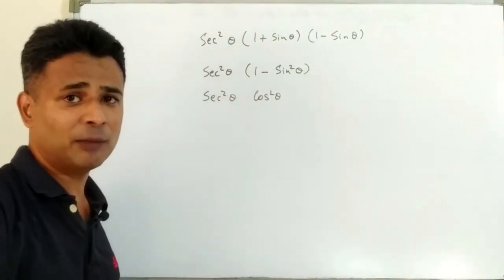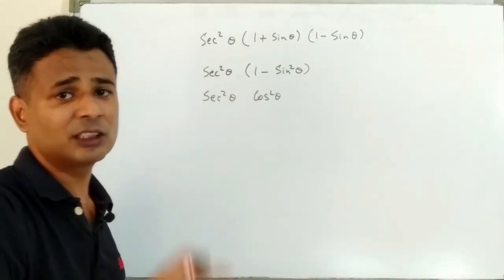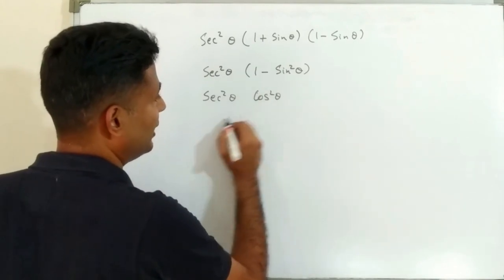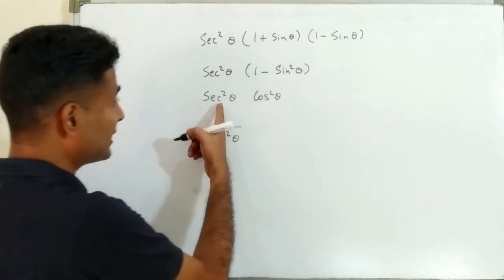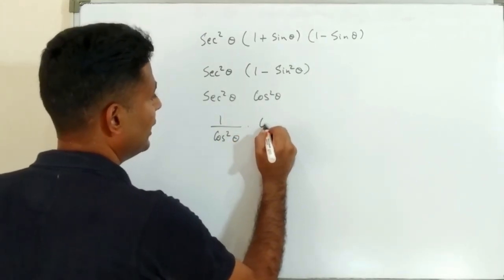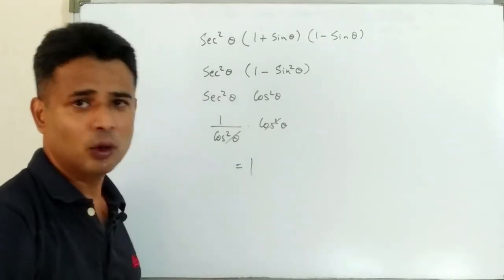If you remember, sin square plus cos square is 1. So cos square will be 1 minus sin square. So we got sec square into cos square. Now sec square is reciprocal of cos square. So we can write sec square as 1 by cos square into cos square theta. So the cos squares cancel. So the answer is 1.